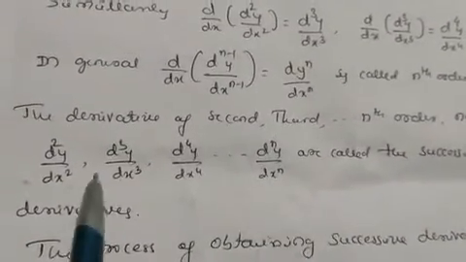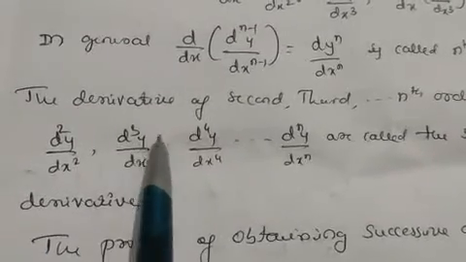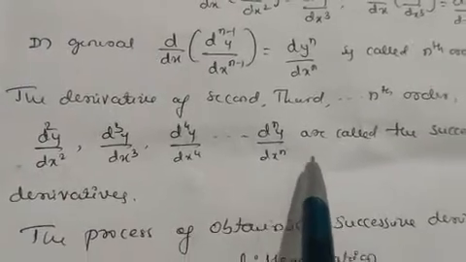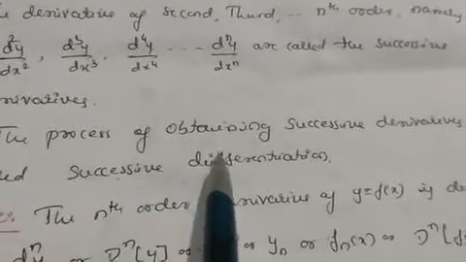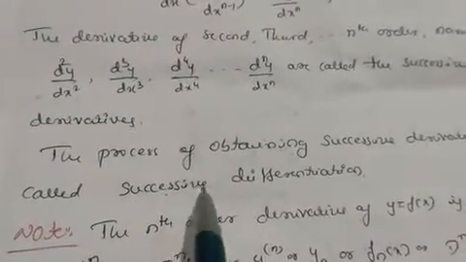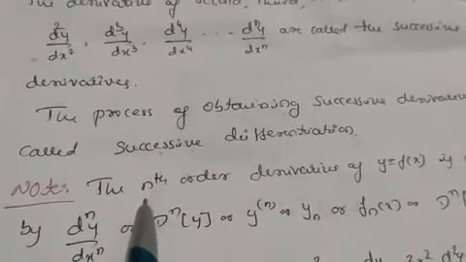And these are all denoted like this: dy by dx, d2y by dx square, d3y by dx cube, etc., d raised to n y by dx raised to n, and they are called successive derivatives. The process of obtaining these derivatives is called successive differentiation. So let us take the note here.